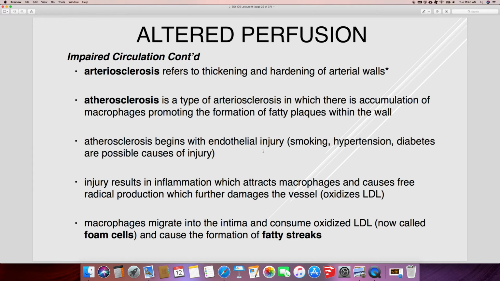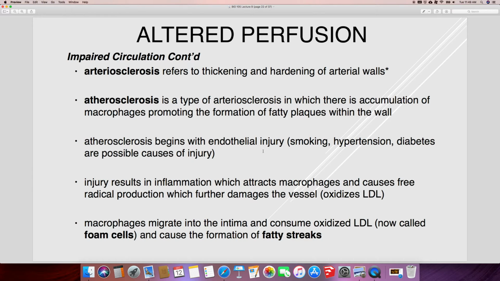can induce endothelial injury. Now, since you have injury, you're going to have inflammation. And macrophages are attracted to inflammation because they're immune cells. And what macrophages do is they produce free radicals, and this will further damage the vessel. And it also oxidizes LDL. And the job of LDL is trying to deliver cholesterol to the area to try to allow it to heal, try to protect it. But of course that can be problematic.